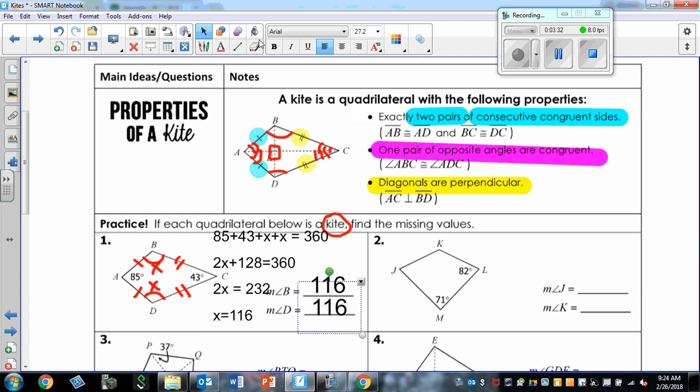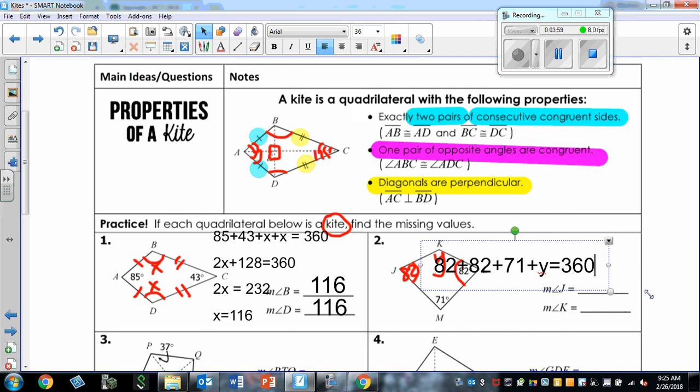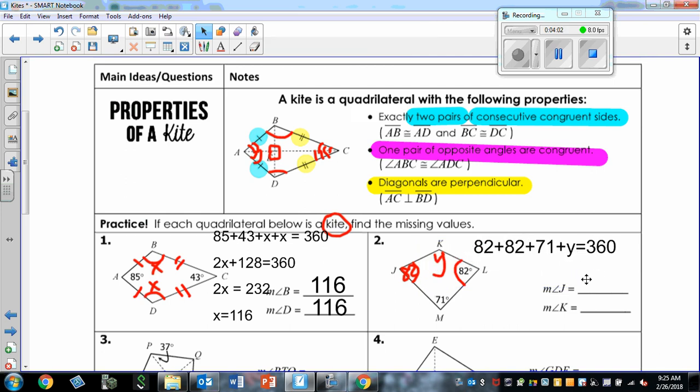On problem 2, you're going to want to use the fact that L is going to be congruent with J. So that means I know J is 82. And I'm looking for K, so I'm going to call it Y since I'm looking for just one of them. So again, 82 plus 82 plus 71 plus Y equals 360. And you would just solve for Y to find out what angle K is. Whatever you get for Y is what angle K is. I'll let you solve that or copy from the PDF.